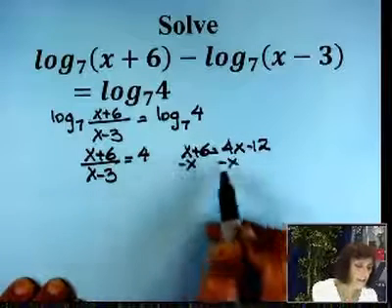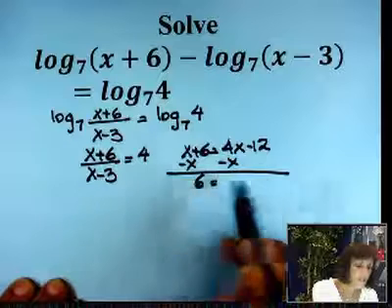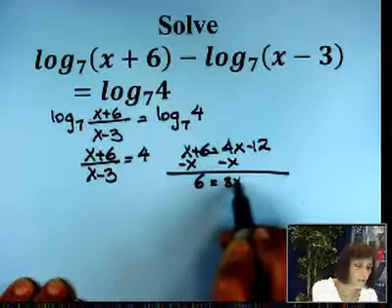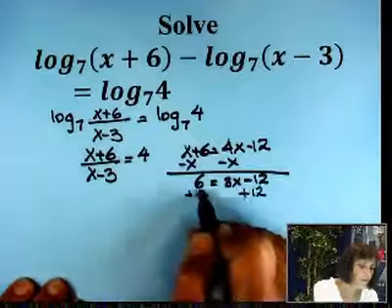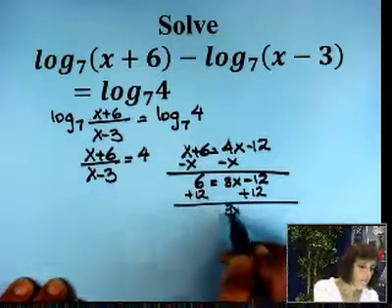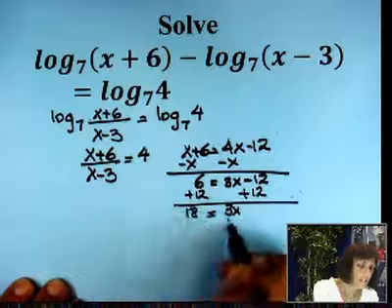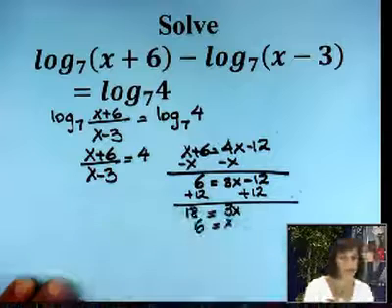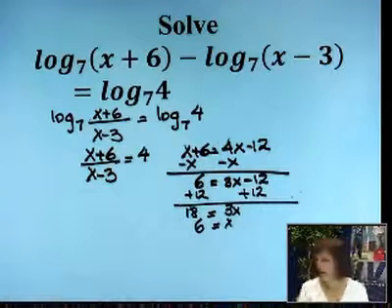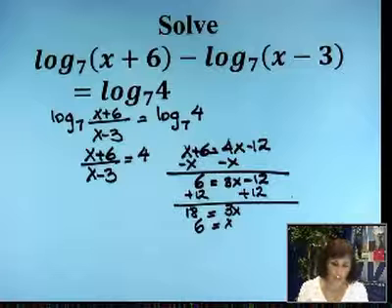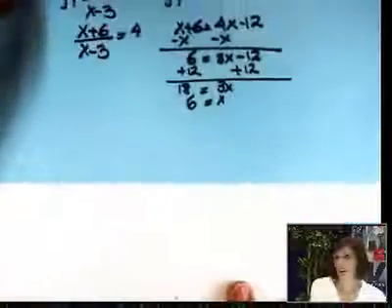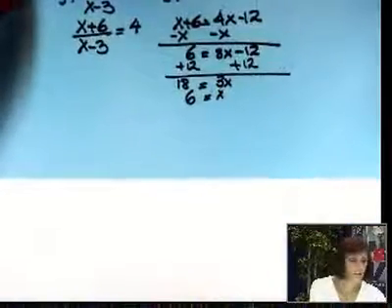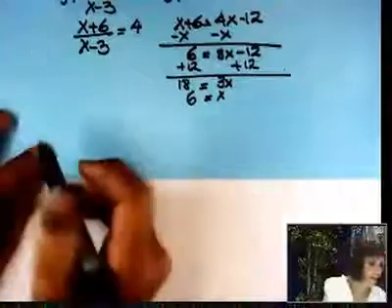Subtract x, 6 equals 3x minus 12. Add 12. You have 3x equals 18, x equals 6. Alright, again, just like before, you're supposed to check. What am I going to check? I'm going to check the original equation. Check.